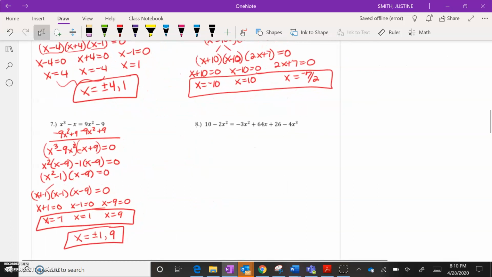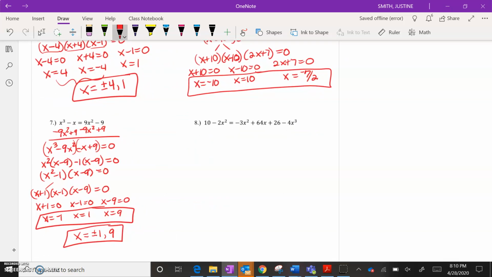All right, so last one here. Just since there's less stuff on the left-hand side, I'm going to bring that all over. So I'm going to subtract 10 and add 2x squared. Okay, so this would give me, and I'm just going to rewrite it in standard form. So -4x cubed, and then -x squared plus 64x and plus 16.